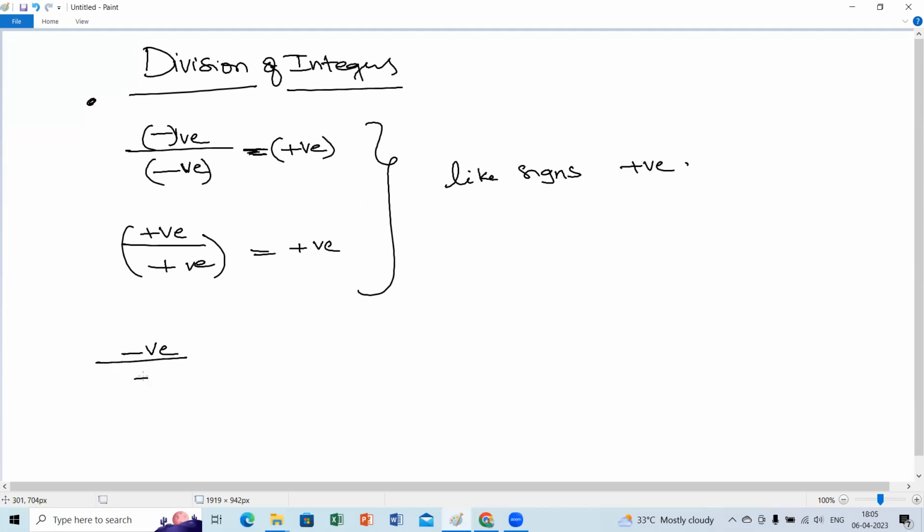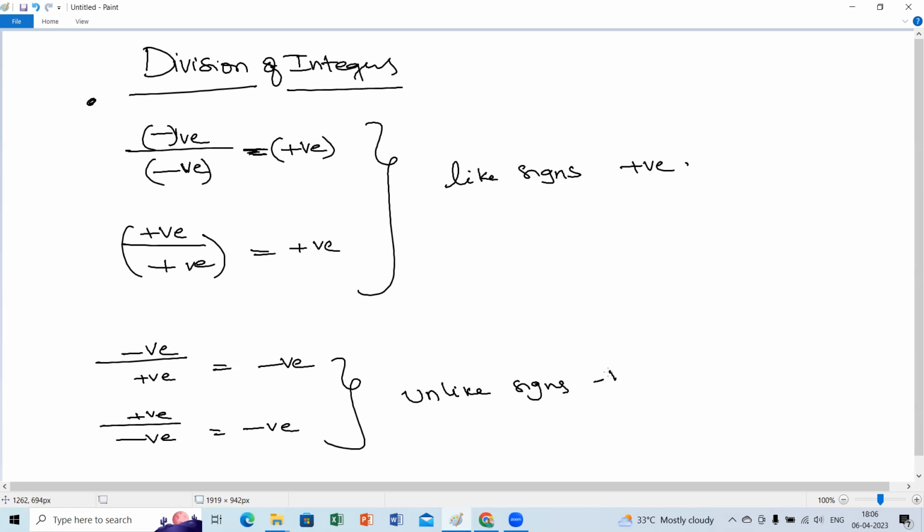Any one, either numerator or denominator, you will get? Negative, ma'am. Very good. And in the same way, positive divided by negative is also negative. These are unlike signs, so negative. That's all. This is the base point, children. This is basic to do the sums. Once the base point is thorough with you, we can move to the next.